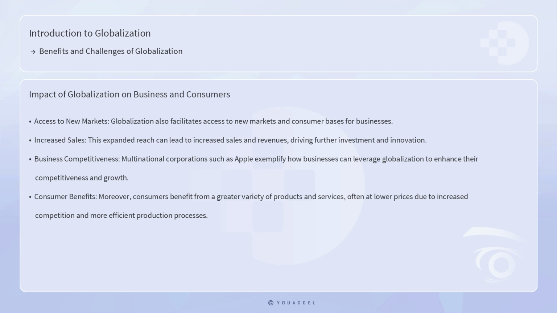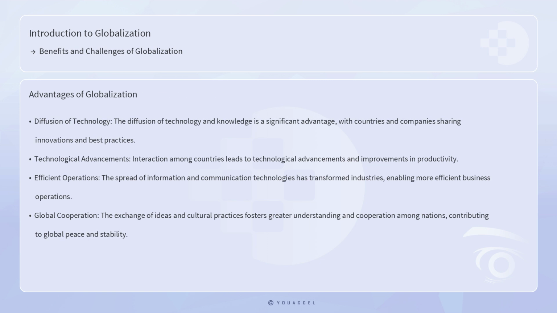Globalization also facilitates access to new markets and consumer bases for businesses. This expanded reach can lead to increased sales and revenues, driving further investment and innovation. Multinational corporations such as Apple, whose supply chain and customer base span the globe, exemplify how businesses can leverage globalization to enhance their competitiveness and growth. Moreover, consumers benefit from a greater variety of products and services, often at lower prices due to increased competition and more efficient production processes.